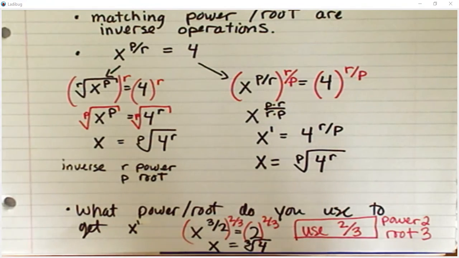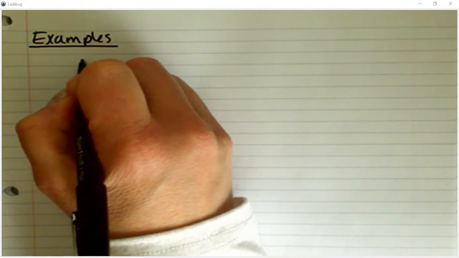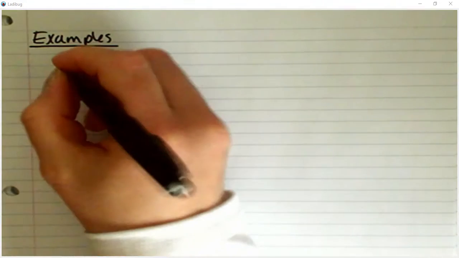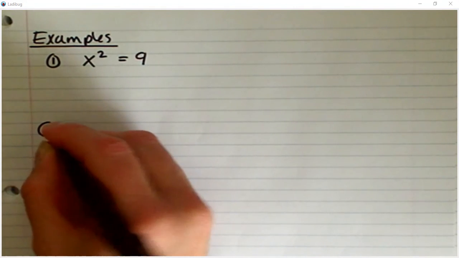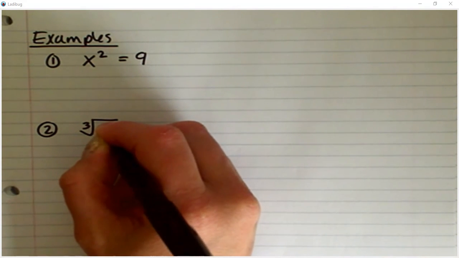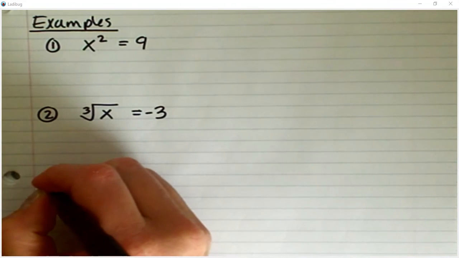All right, so let's turn our page and look at a couple more things on how to undo the powers and roots. Let's do some examples. Okay, so these are just going to be 1 or 2 step equations here. Let's say I have x squared equals 9. Let's do an equation that says the cube root of x equals -3. And then let's do 1.